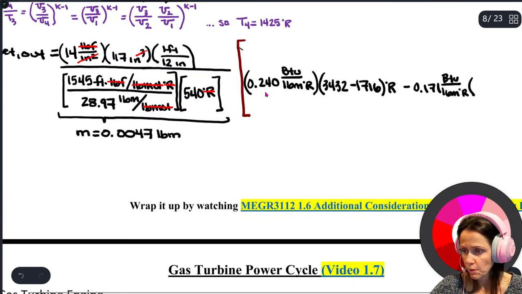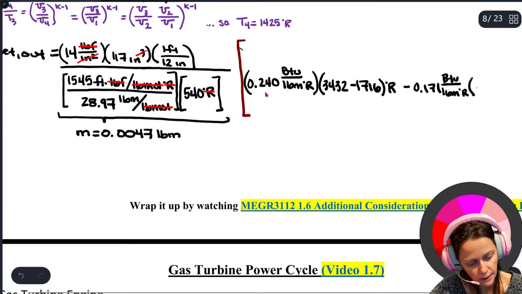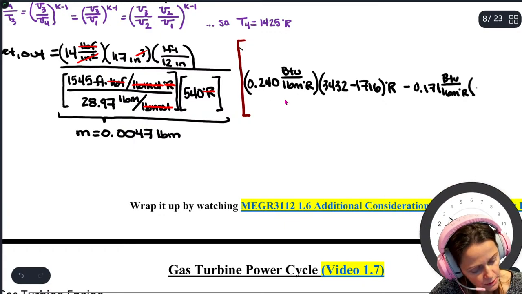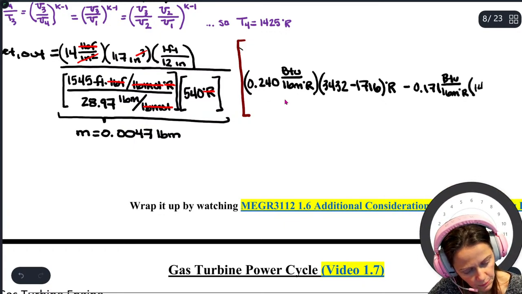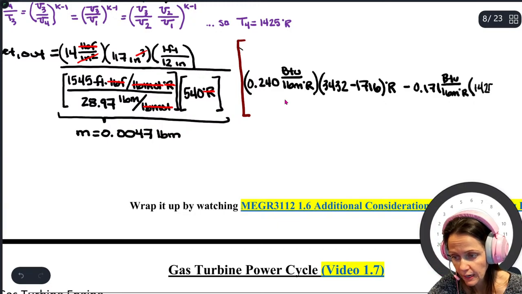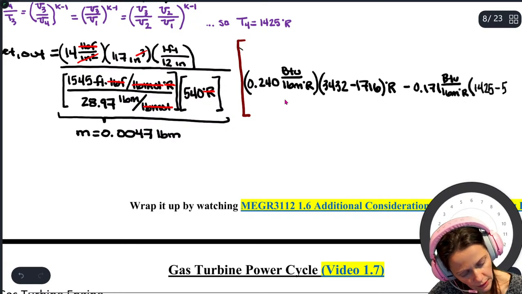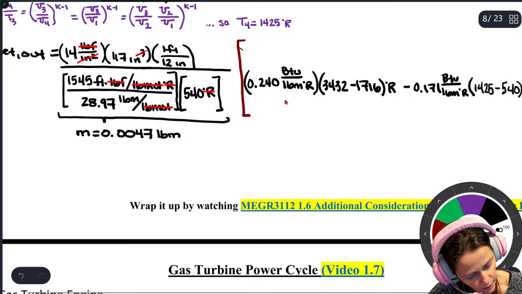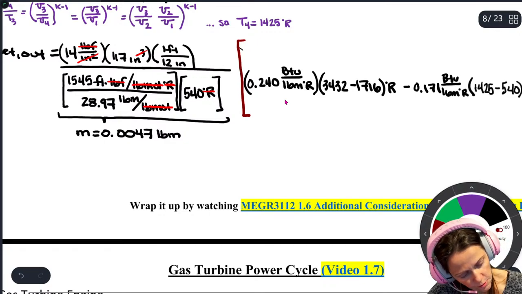And this is going to be T4 minus T1. So make this a little bit smaller so I can fit it all, otherwise I'm going to be in trouble. 1425 degrees Rankine minus 540. And I think I just barely made it. There we go.